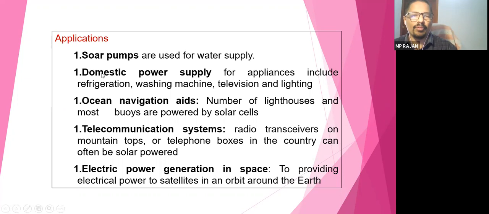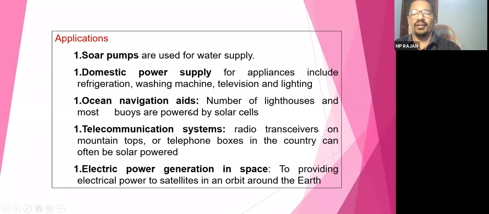Some of the main uses: solar pumps you can use for the water supply. Once you install the solar pump, after the installation you get free supply. In the field you get very good light. So you can use the solar pump directly. Domestic power supply: you put the solar panel on the roof of your house. You can use that with the help of an inverter. You can convert it into AC supply, which is used to operate the refrigerator, washing machine, television, etc.